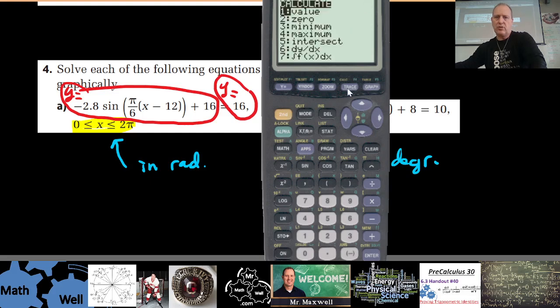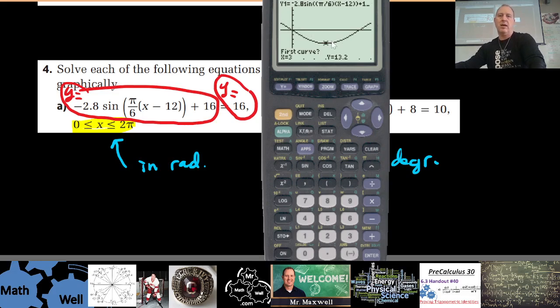Second function, trace, number 5, intersect, okay? It'll ask whether the curve where the cursor is blinking is the first curve, and you say yes. Because we only have 2, it shouldn't be a problem. This is the second curve, yes. And then you can move your cursor over if you want, but for the first one, we'll just let it pick whichever one it wants.